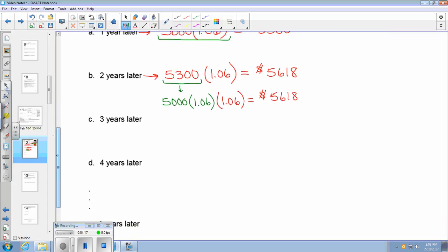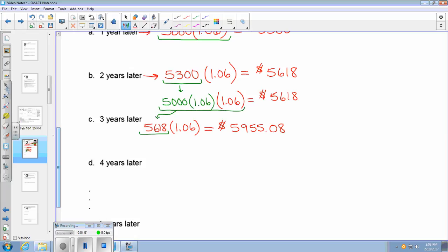All right, 3 years later, well, we can take the previous year's amount, $5,618, and again times it by 1.06. Because again, both the original amount and the new interest is going to earn interest again. So with a calculator, you can verify that this is going to be $5,955.08. But again, we're going to replace something here. We're going to look at where that $5,618 came from. That's from right here.